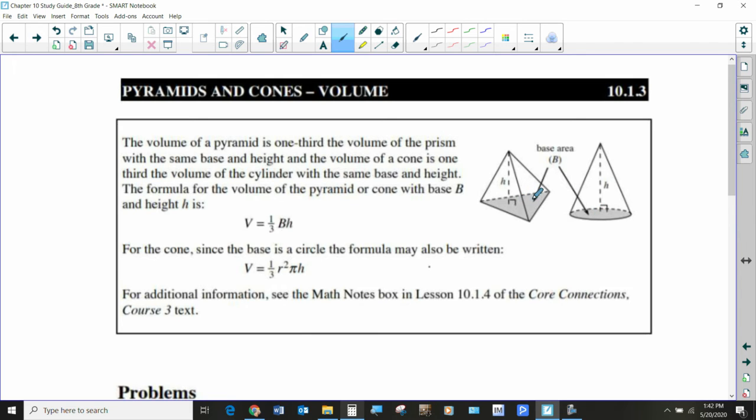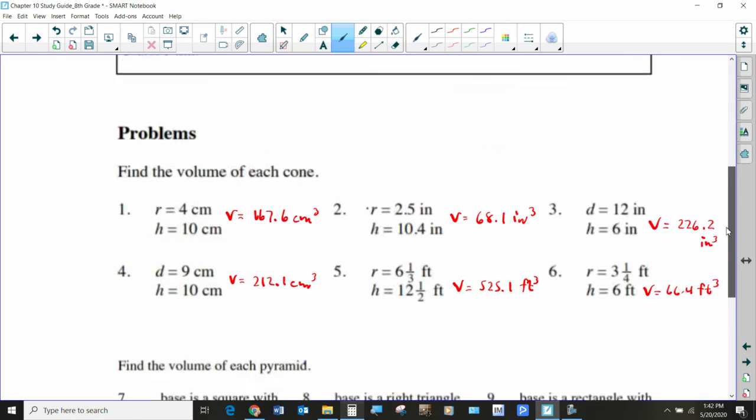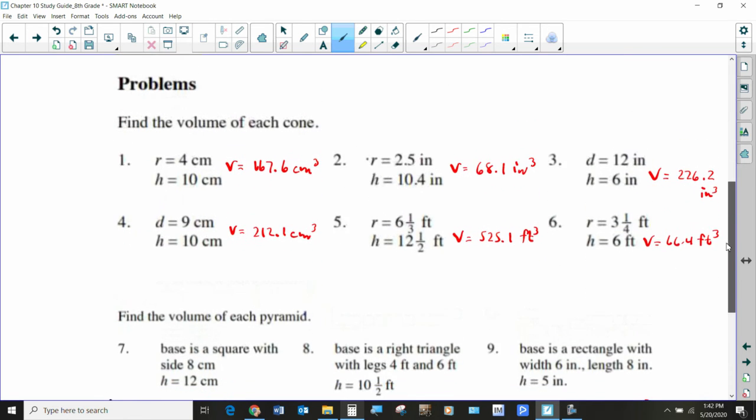Use the area formula for whatever that base is, multiply times the height, and then take 1/3 of that, because these are not prisms and cylinders. They're pyramids and cones, which are exactly 1/3 the volume of their respective prisms and cylinders with the same height and the same area of the base. So with that being the case, this is what we get here.